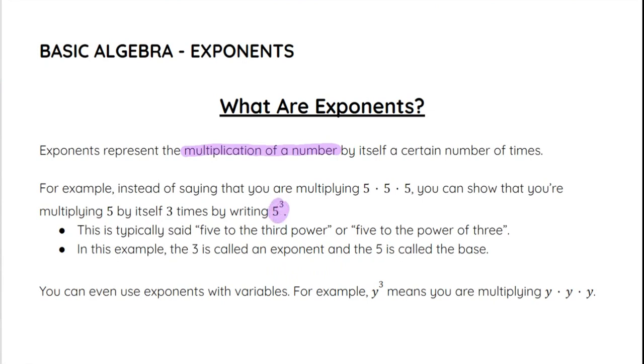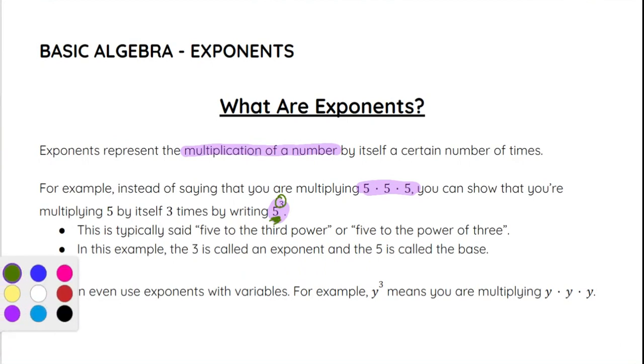And again, this can be said as 5 to the third power or 5 to the power of 3. And this would indicate 5 times 5 times 5. So 5 being multiplied 3 total times here. In this example, 3 is considered the exponent. So this upper number is the exponent, and then 5 is considered the base, and that is the number that the exponent is sitting on.